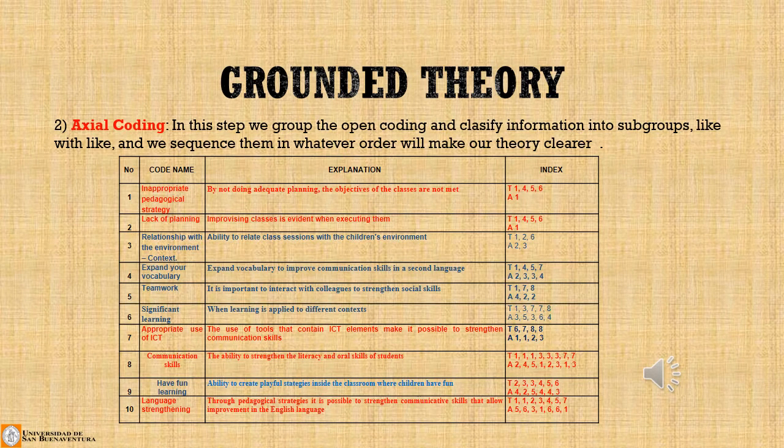Well, in this step, the axial coding format was used to group the most relevant codes and thus be able to determine how they coincide in the teaching exercise of each teacher. We found 5 codes that relate to students and 5 codes that relate to teachers. Some of the most outstanding are: inappropriate pedagogical strategy, by not doing adequate planning, the objectives of the classes are not met, and lack of planning, improvising classes is evident when executing them.